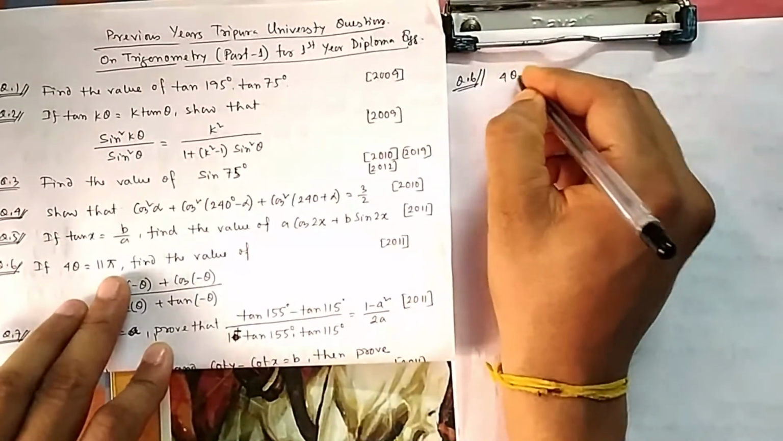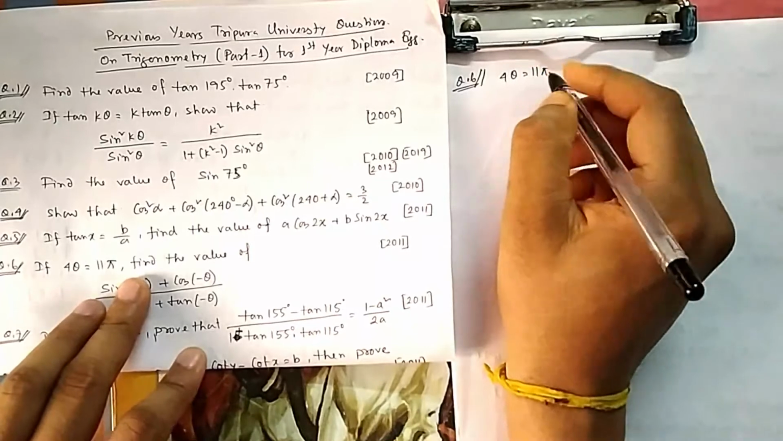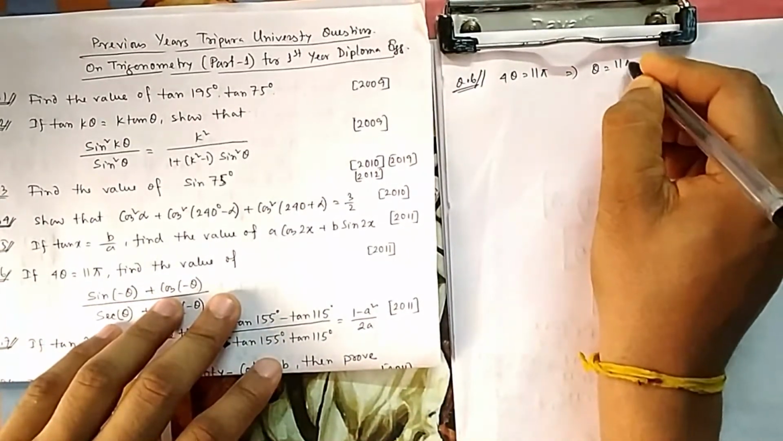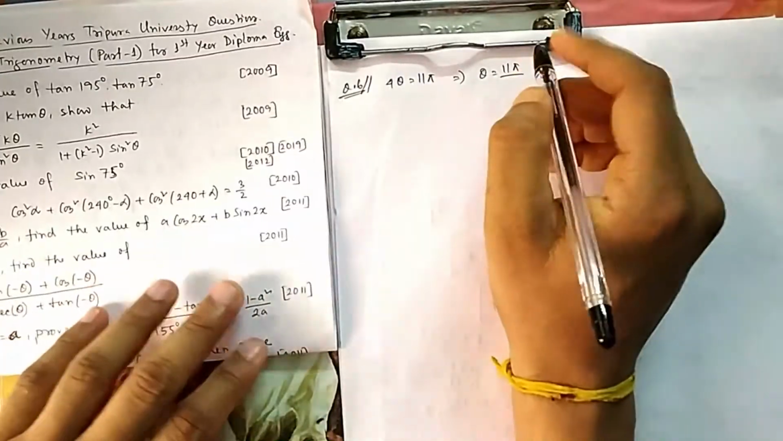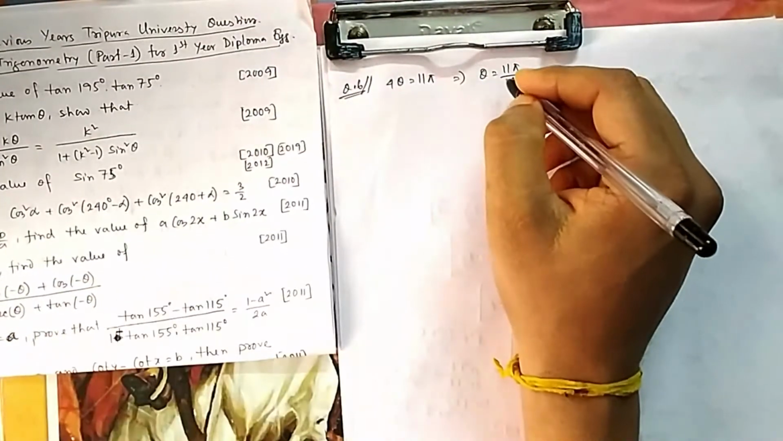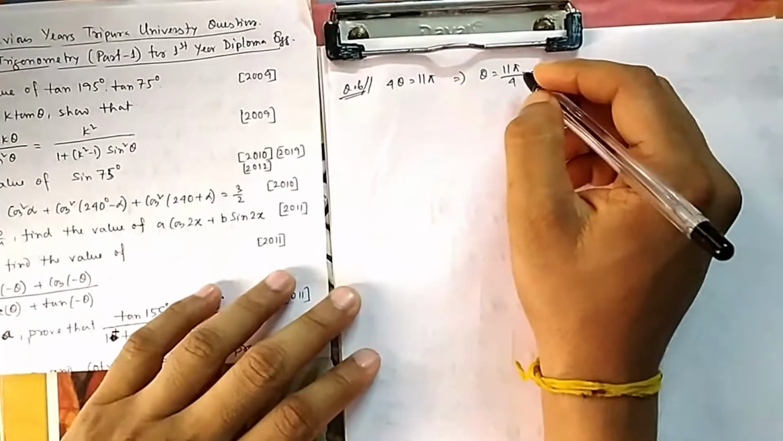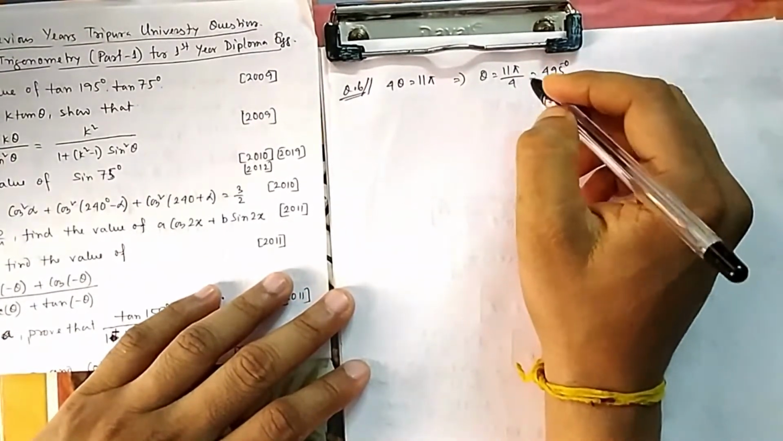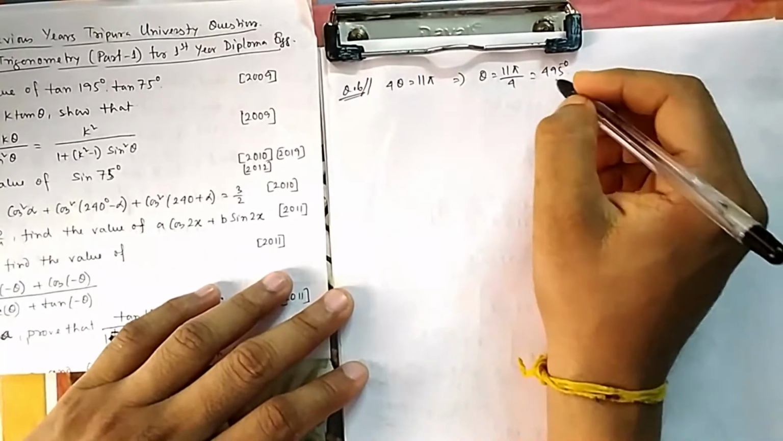So in question number 6, what is given? 4 theta equal to 11 pi. If it is written in this fashion, I am not getting a feel for it, because we are so much used to degrees. If it is given in degrees, then it gives a good feeling to us. So how much will it be? 11 into pi by 4, if you do it, it is 495. You can do it: pi by 4 is 45, 45 into 11, it is 495.